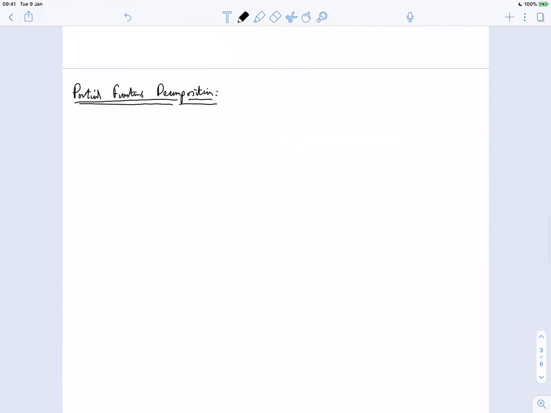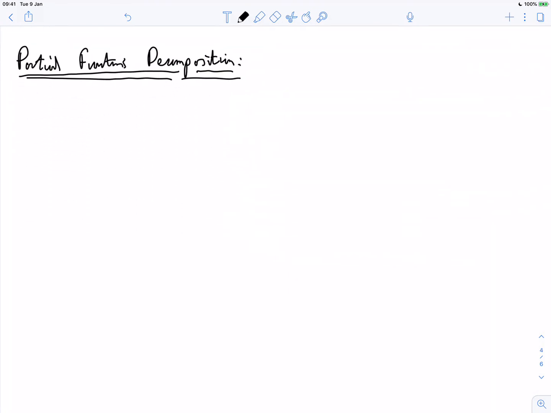Right, now I think I've talked about this in a previous video. I'm not so sure anymore. I think I might have talked about it in my year 13 class. But now we're going to be looking at partial fraction decomposition. Okay, what on earth does that mean?